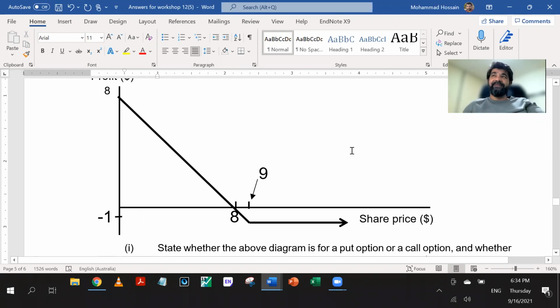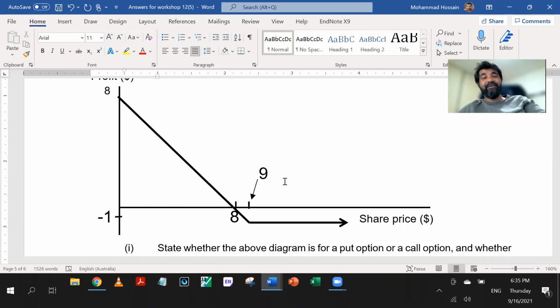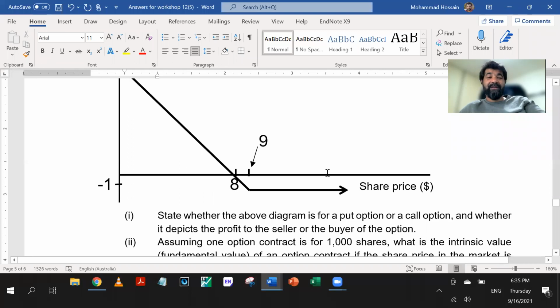Anybody want to give a try? This is actually a put option from the buyer's point of view. Okay, this is a put option. So, seller or buyer point of view: this is the put option from the buyer's point of view.